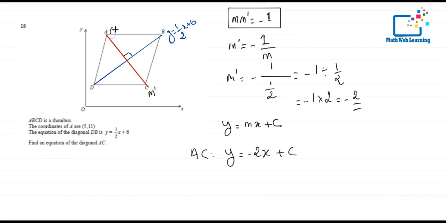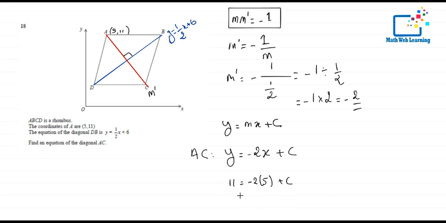I'll write it down here, 5 and 11. And you can see clearly that the red line, our line A to C, passes through that coordinate. What does it mean? It means when y equals 11, let's write it down here, substitute, x equals 5. So we're going to put minus 2 and replace the letter x with the value of 5. And that will give us an equation to solve for C.